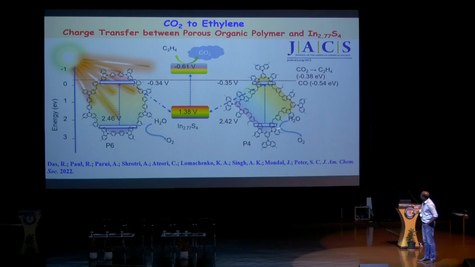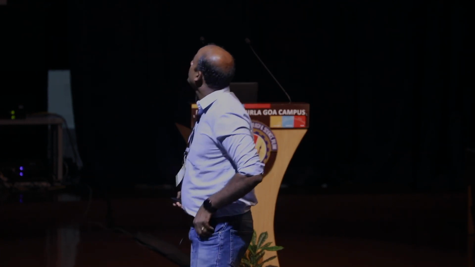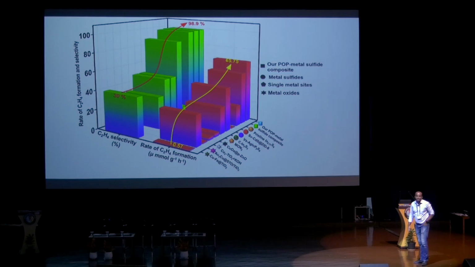Ethylene, again with a porous organic polymer, and we tuned the charge transfer from the polymer to the metal, facilitating proper carrying. With either this kind of organic moiety or that kind, we tune the charge transfer and then the band edge position. With this ethylene we got 98.9% selectivity, 98.9%.